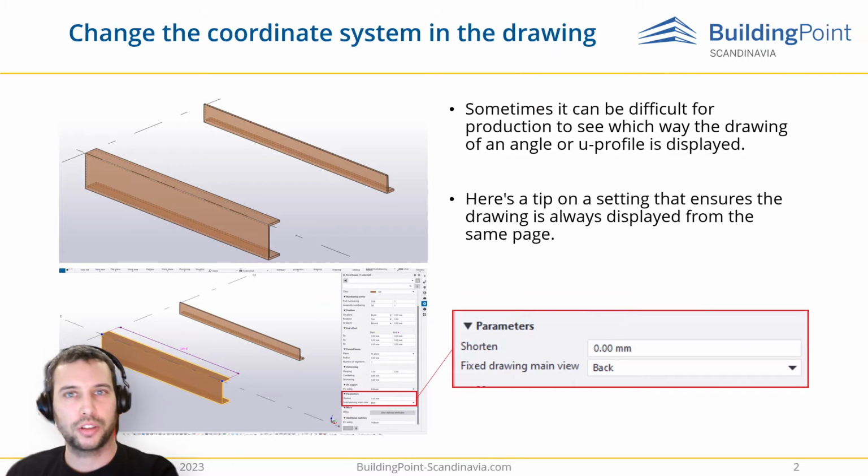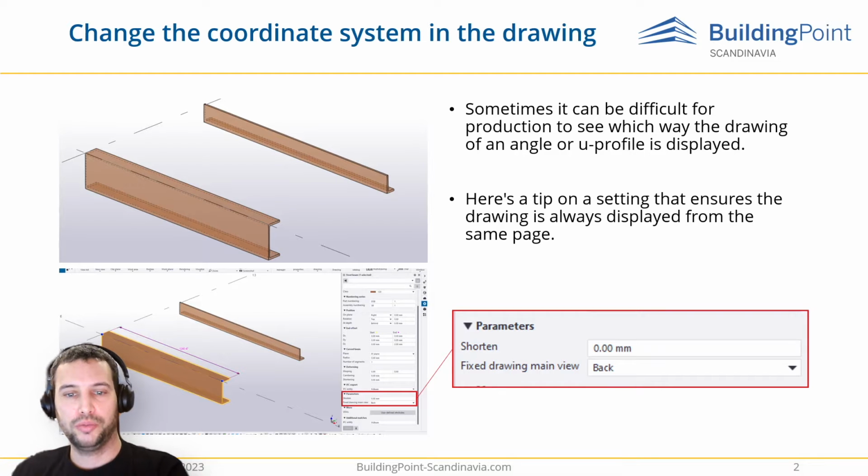First off, let's go with changing the coordinate systems in a drawing. Sometimes it can be difficult for the production to see which way the drawing is oriented in case of an angle cut. In this case, there's a U profile, and we have a tip for changing this.